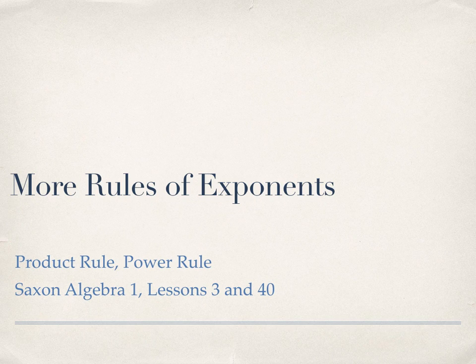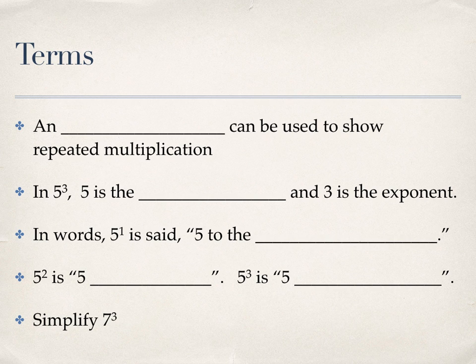In this video, we'll look at more rules of exponents, namely the product rule and the power rule. We'll start with terminology. An exponent can be used to show repeated multiplication. In 5 to the third power, 5 is the base and 3 is the exponent.